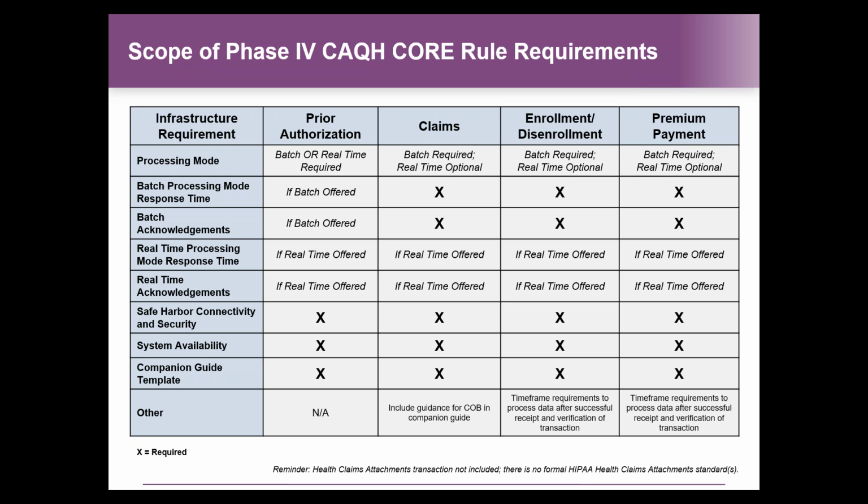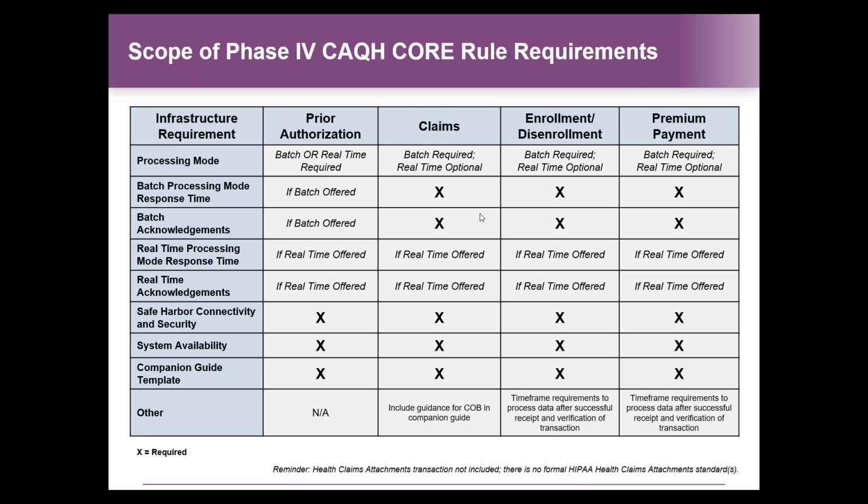Because these transactions in this final rule set, or this Phase 4 rule set, are so diverse, from prior authorization to claims to premium payment, there are specific requirements that are related to those specific types of transactions. So there's a requirement there for claims that if you have a specific guidance for COB, that type of information must be included in your companion guide.